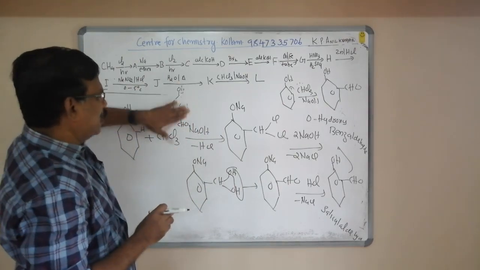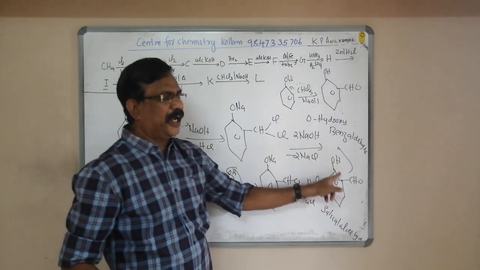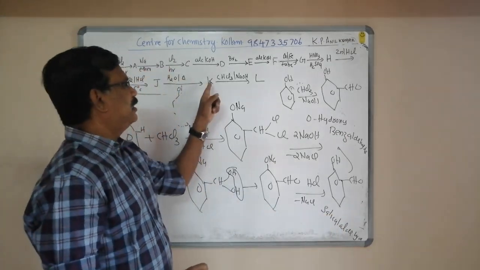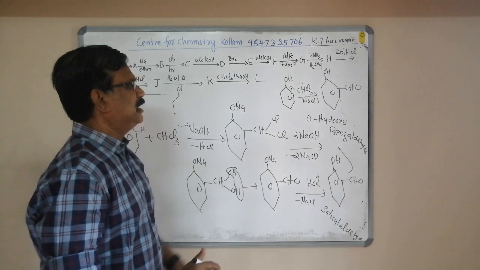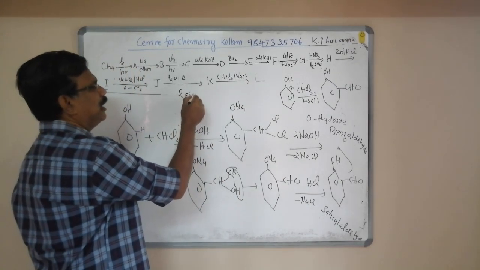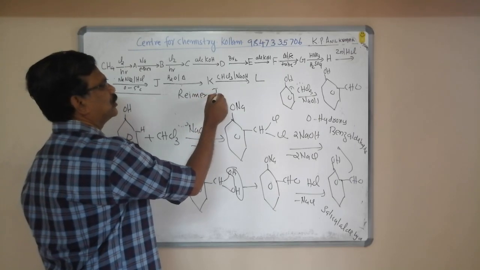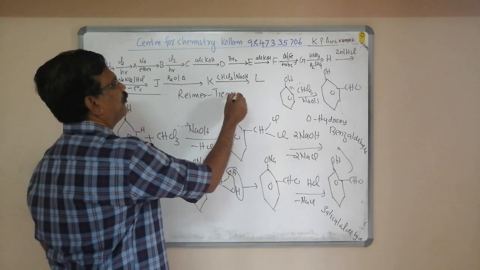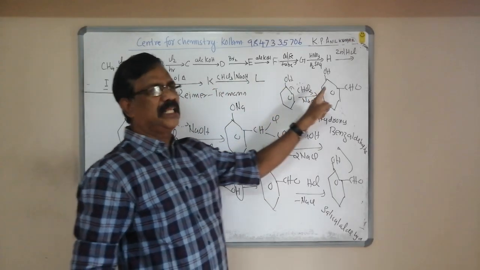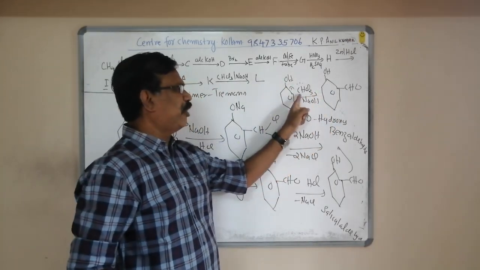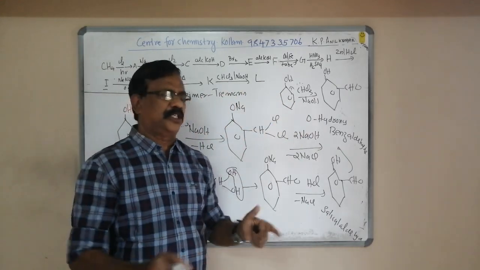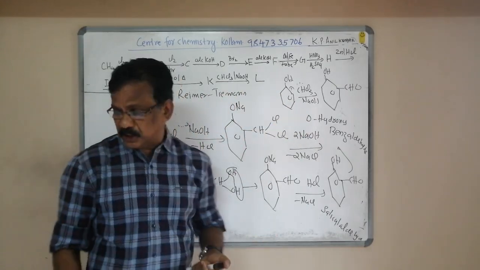So we are considering only the major product, ortho-hydroxy benzaldehyde, known as salicyl aldehyde, and the conversion K to L is called a Reimer-Tiemann reaction. Conversion of phenol into salicyl aldehyde using chloroform and alkali is called a Reimer-Tiemann reaction. So we can check the mechanism of this reaction.